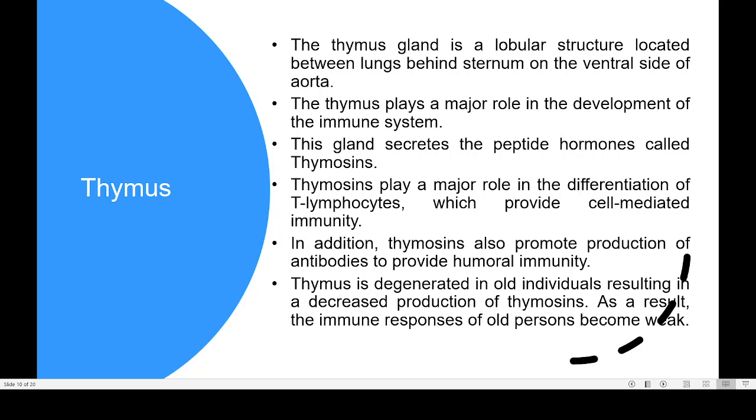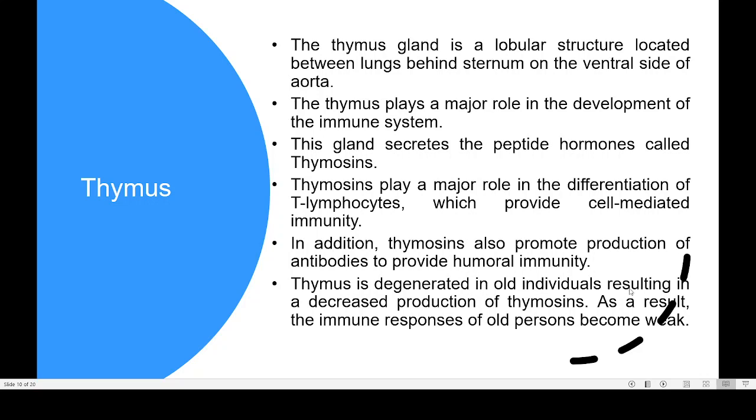T lymphocyte is given that name because it undergoes its maturation in the thymus gland. There are 2 types of lymphocyte. One is T lymphocyte, the other is known as B lymphocyte. The term T lymphocyte is used if lymphocytes mature in the thymus gland. On the other hand, B lymphocytes undergo their maturation in the bone marrow. In addition, thymosin also promotes production of antibodies to provide humoral immunity. Antibody mediated immunity is known as humoral immunity.